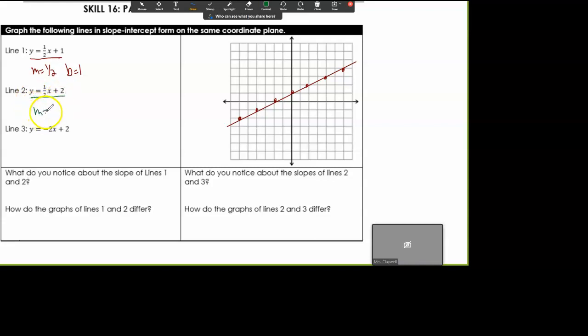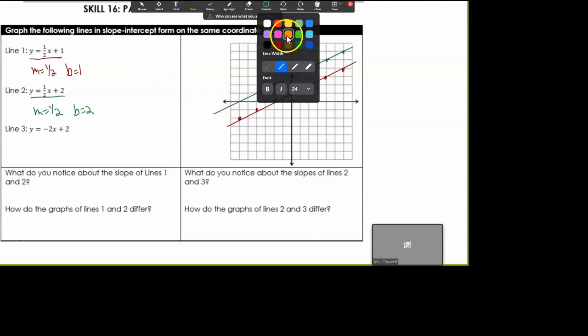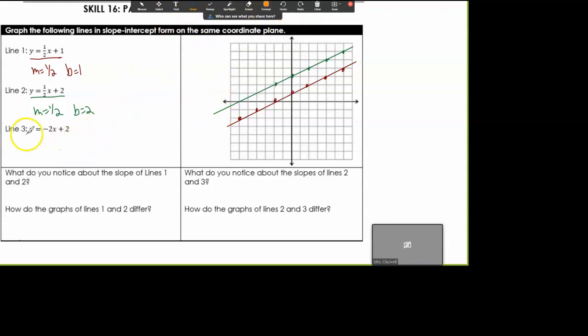This is going to be line 2. My slope is 1/2 again, but I'm starting at 2. Up 1 right 2, up 1 right 2. We have enough to create a line. And then the third one, my m is -2, and I'm starting at +2, so down 2, right 1, down 2, right 1.